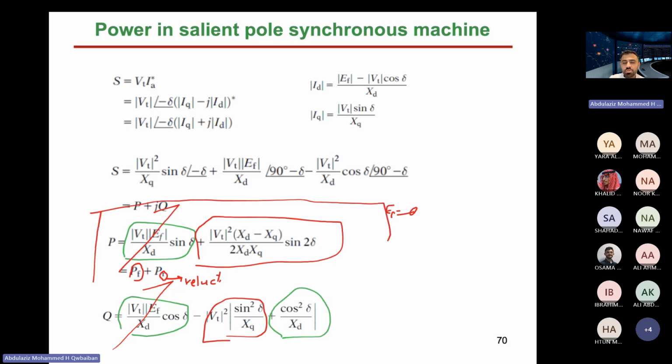The question that I will ask you in the test is, what is the difference between real power in the round rotor synchronous machine versus the real power in the salient pole synchronous machine? You should say in the exam, maybe you can write this equation, you don't have to write it, that we will have two components for the salient pole. One is similar to the round rotor, which is due to the excitation. The other one is due to the reluctance, or the difference between XD minus XQ. We call it PR, from reluctance. Clear?